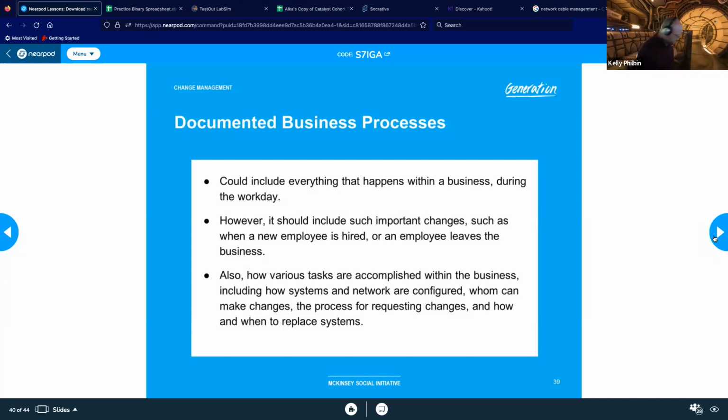If we're not authorized to do it, but we want to request a change, like we have a good idea, and we run it by our supervisor, and the supervisor says, great, draw up a plan. So we need to have a process in place in order to request them, and how and when to replace systems, because systems don't run for an infinite amount of time. They need to be upgraded from time to time. And we typically have an idea as to how long systems will last.